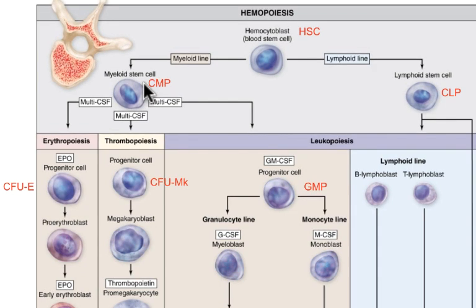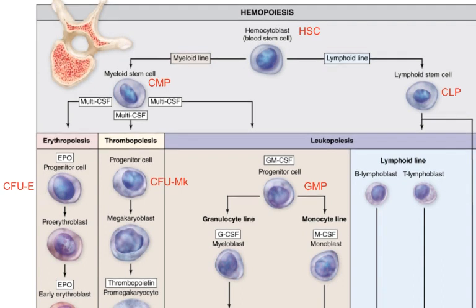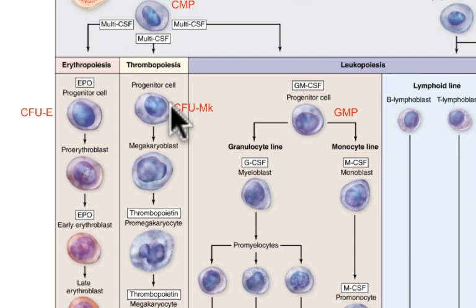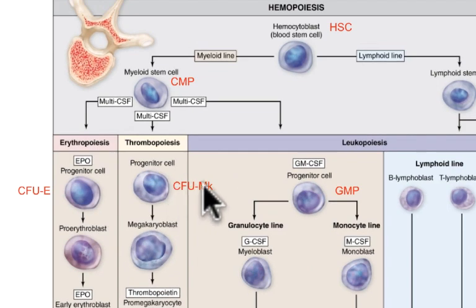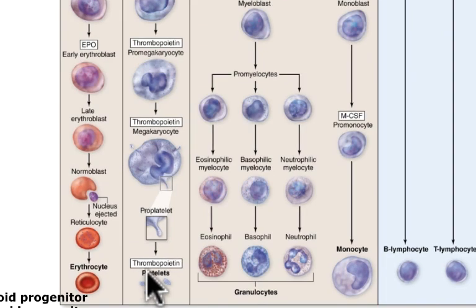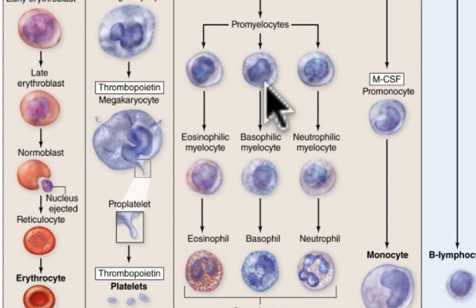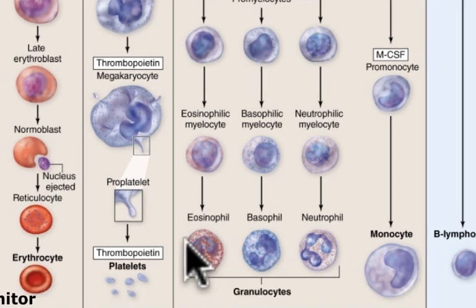The CMP is going to divide into three different cells. One is called CFU-E, or colony forming unit, E for erythrocyte. Obviously, this cell is going to change into RBC. Then it creates a colony forming unit MK, or megakaryocyte, which at the end, of course, creates platelets. And it also creates a cell called GMP, the granulocyte monocyte progenitor. In the end, this cell creates granulocytes, which are eosinophil, basophil, and neutrophil, and also creates monocytes.